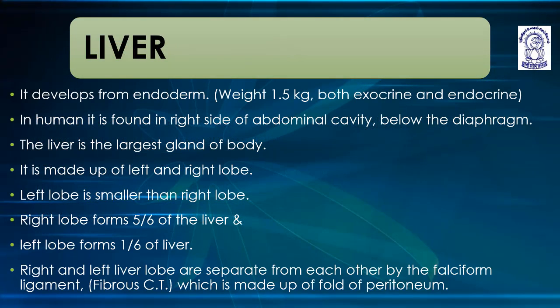Now we will talk about liver. Liver develops from endoderm. It is endodermal in origin. Weight is around 1.5 kgs. It functions as both exocrine and endocrine. In human, it is found on the right side of the abdominal cavity below the diaphragm. The region of the right side of the abdominal cavity is the right hypochondrial region.